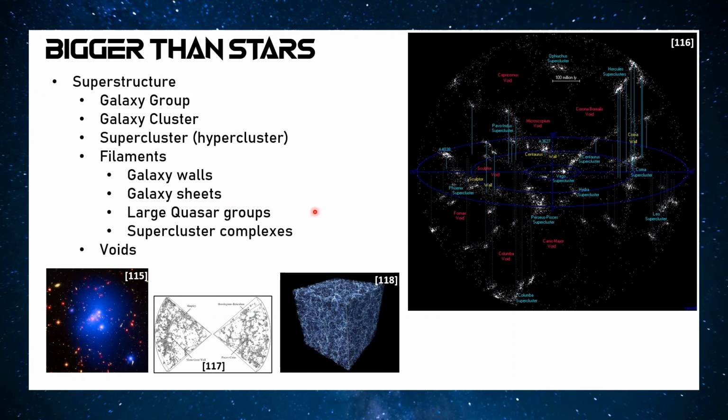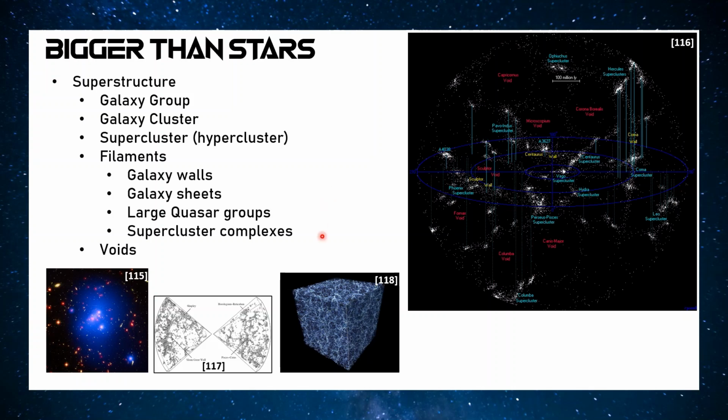There's also something called large quasar groups, which might be precursors to other clusters. And then there's supercluster complexes, which are groups of superclusters, not so much with shapes like filaments or walls, but just without a definitive shape. They're just grouped together.